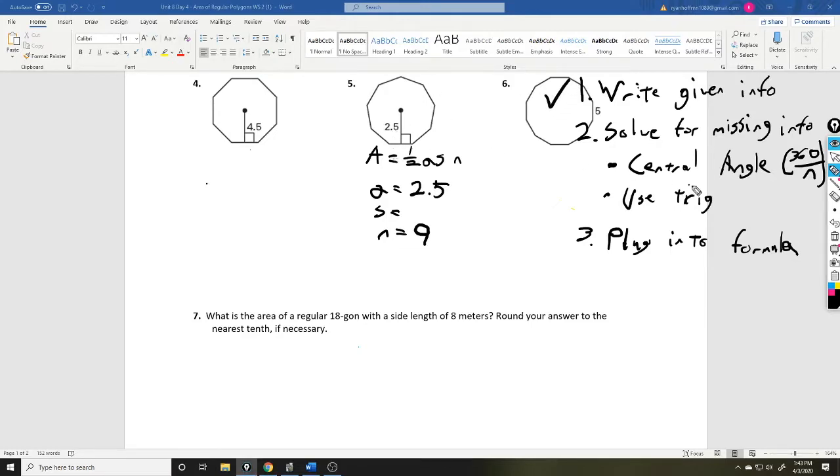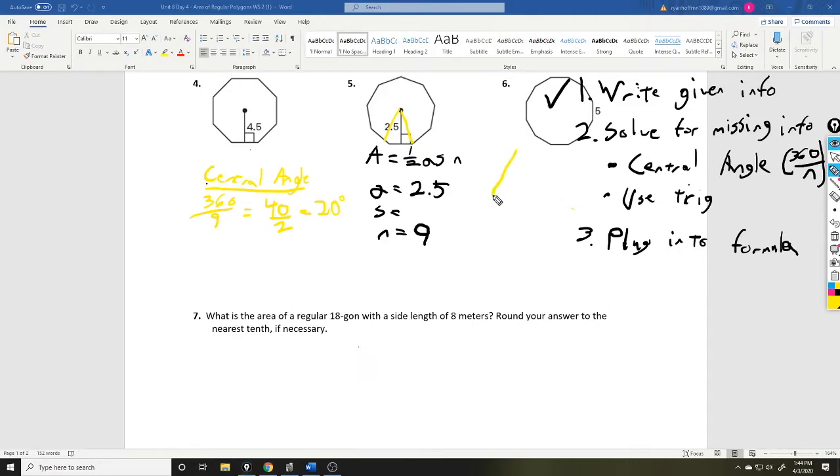Step 1 done. Now we can draw out our triangle. So this triangle will be drawn down this way. And our central angle is going to be 360 divided by the number of sides, which is 9. And that should give you 40. And remember, then you need to cut it in half to get the actual angle that you're looking for, which is 20.